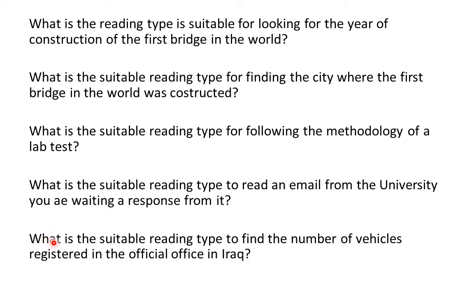The last question. What is the suitable reading type to find the number of vehicles registered in the official office in Iraq? In this kind of question, it asks about a number of vehicles. It means it is about a statistic, such as the number of vehicles or the percentage of something. This kind of information can be gotten using intensive reading or scanning. Scanning is the best method.